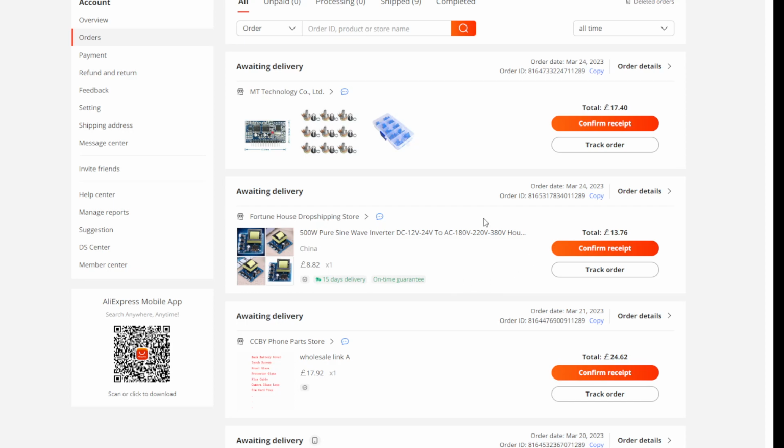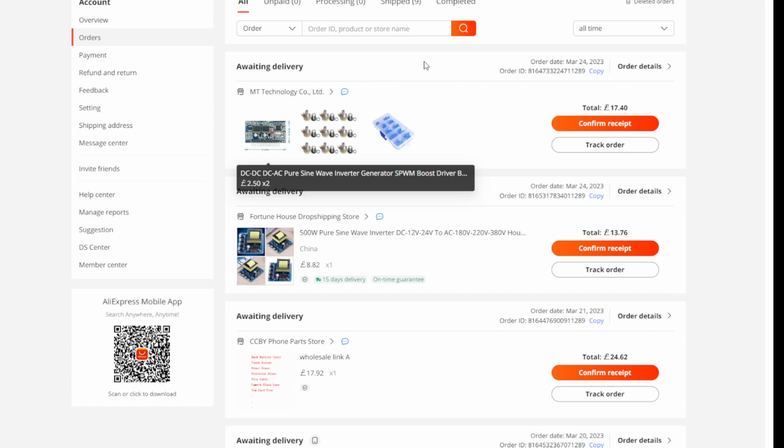But for now, let's focus on this: it takes DC and gives us AC out. 12 to 24 volts supply, and you get 180 to 220. So that's it. It was just bought yesterday, because it's the 25th, the day of the recording. And then I bought this one as well.